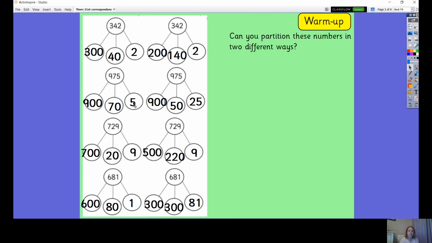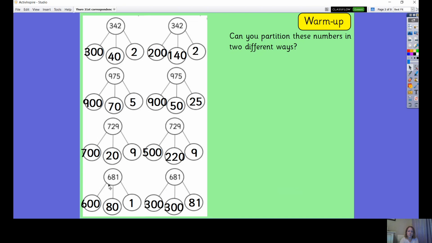Here we've got 975 split up into the hundreds, tens, and ones. And then here, I decided to keep the 900 there, and then I partitioned the 75 into 50 and 25 there. Again, you may not have the same, doesn't matter, as long as you have partitioned up that number and the total is 975, that's fine. Down here, 729, and I've got 700 here, 20 here, and 9 here, and then I did 500, and then 220 all at once, and then 9 on its own.